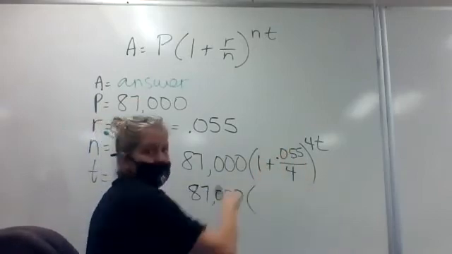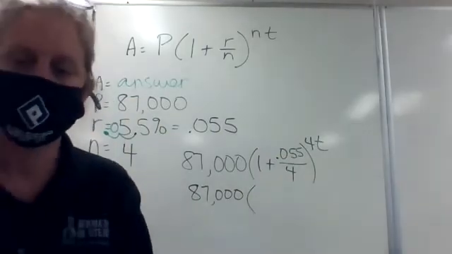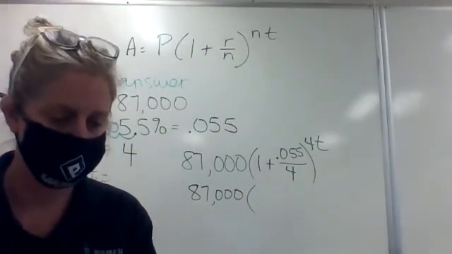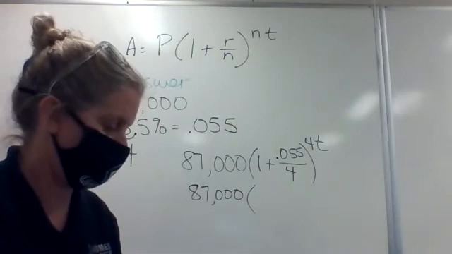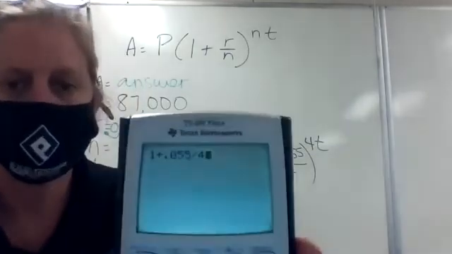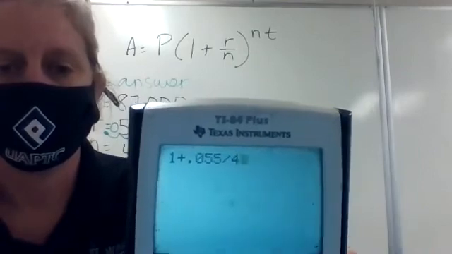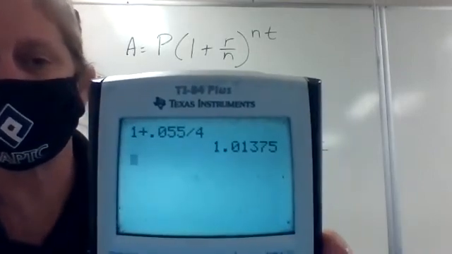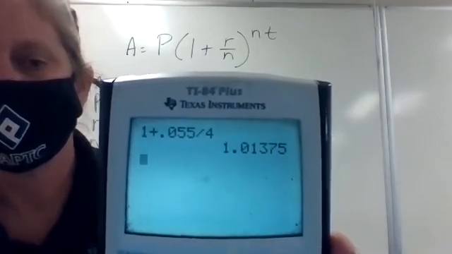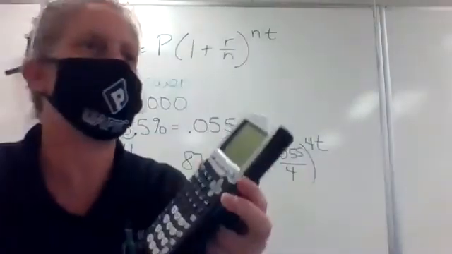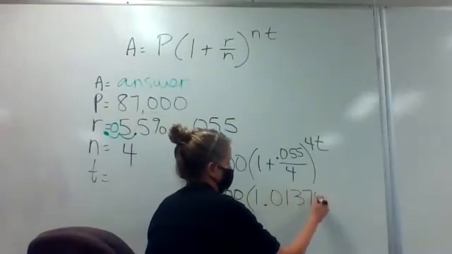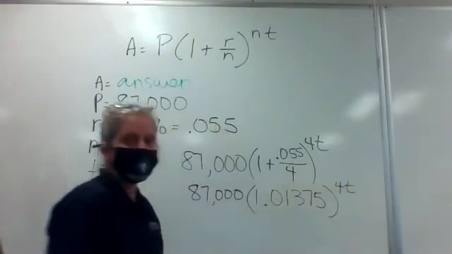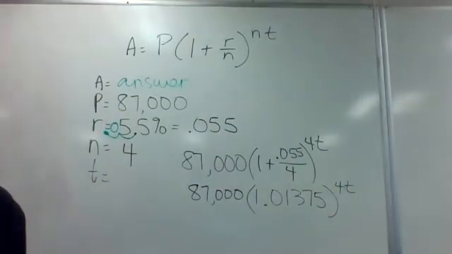Now, I'm just going to put this in my calculator. 1 plus 0.055 over 4. So inside that parenthesis, I'll have 1.01375 to the 4T. So that's going to be the formula that answers the A part of this.